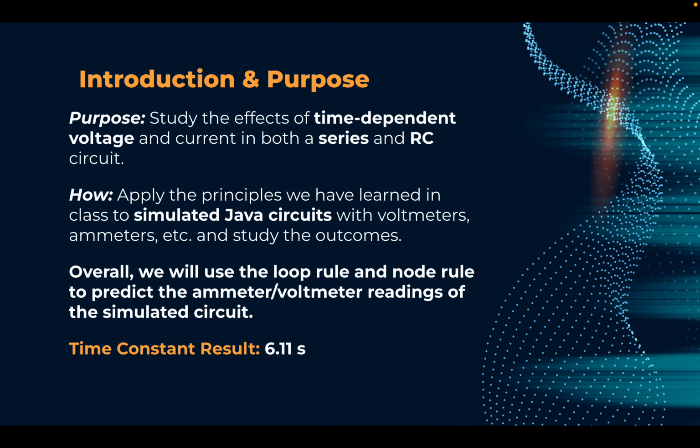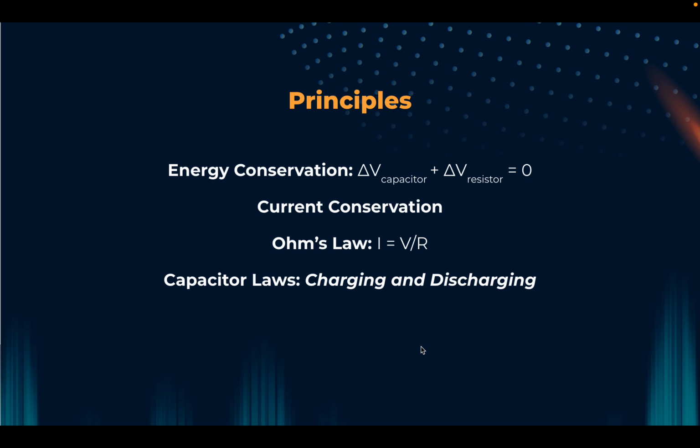On the next slide, I'll get more into the principles that we're using specifically, but overall what we're going to do is use the loop rule and the node rule to predict the ammeter and voltmeter readings of the simulated circuit. And my end result was that the time constant was 6.11 seconds, but we'll get into how I found that as I continue on.